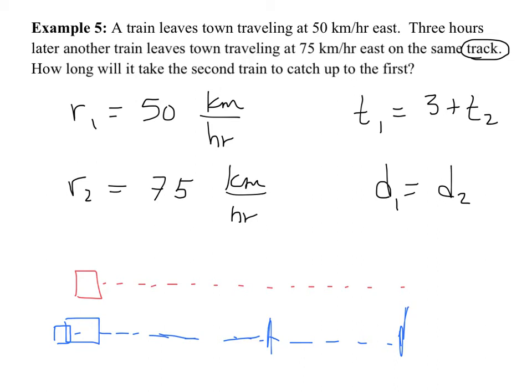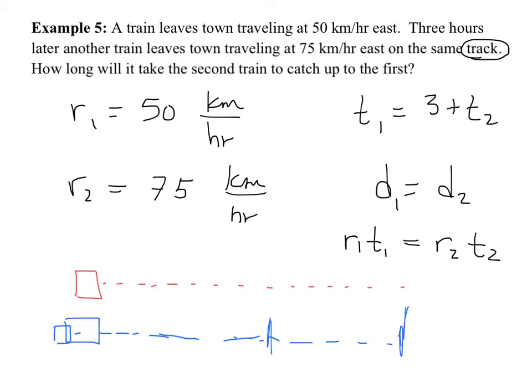So for each of these, instead of D1 and D2, I could say R1 T1 equals R2 T2. Again, the distance equals rate times time, but distance for the first object is the rate of the first object times the time of the first object. The distance traveled for the second object is its rate times its time. So now I've got an equation. But the problem is right now, how many variables do I have in this bottom line here? How many different variables? Be careful. Four.